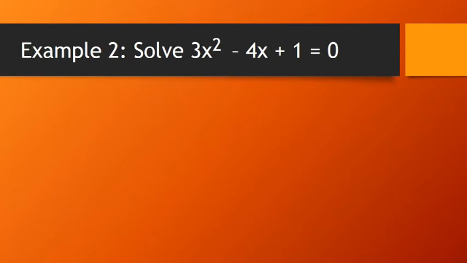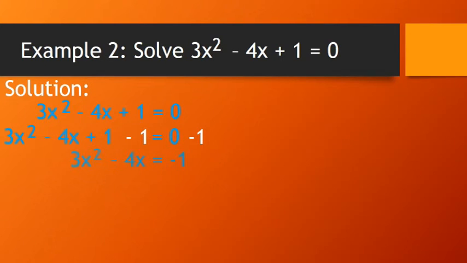Let's try another example. Solve 3x squared minus 4x plus 1 equals 0. Copy the original equation. We have 3x squared minus 4x plus 1 equals 0. Then, add negative 1 to both sides of the equation. We have 3x squared minus 4x equals negative 1. In order to cancel the leading coefficient, divide by 3.